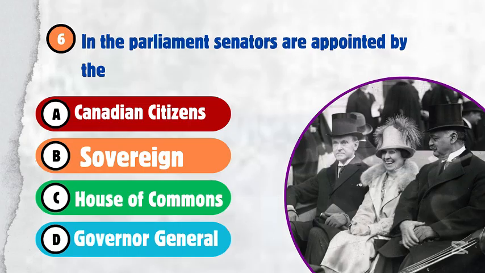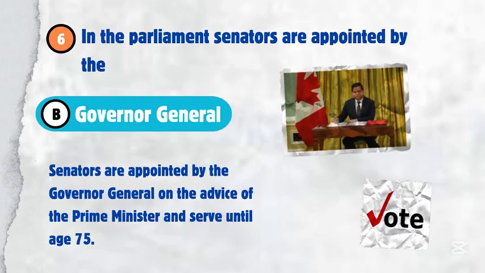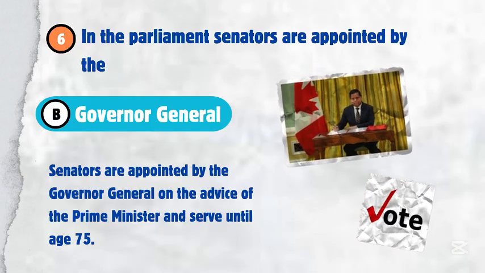6. In the Parliament, senators are appointed by the A. Canadian citizens, B. Sovereign, C. House of Commons, D. Governor-General. Answer: D. Governor-General. Senators are appointed by the Governor-General on the advice of the Prime Minister and serve until age 75.